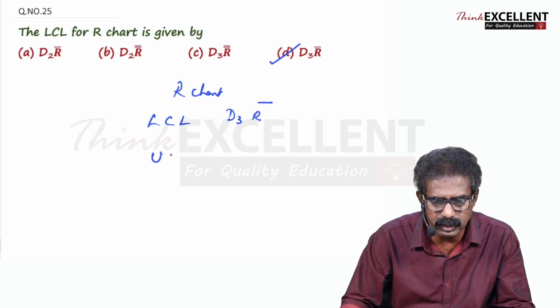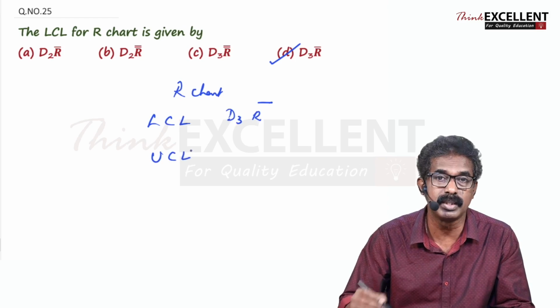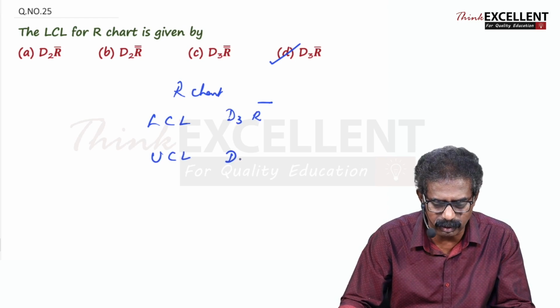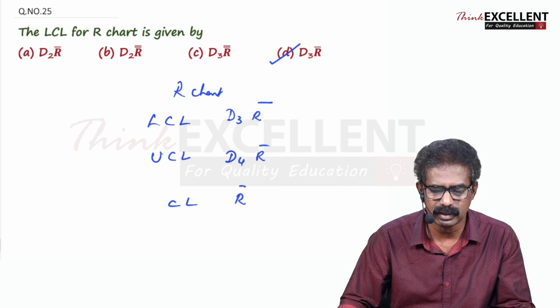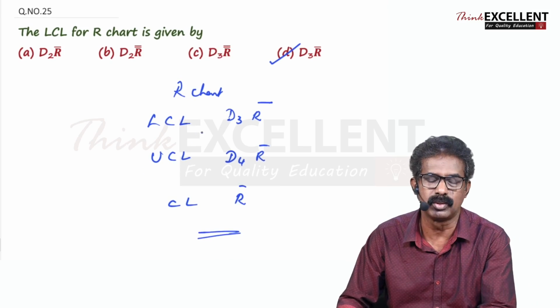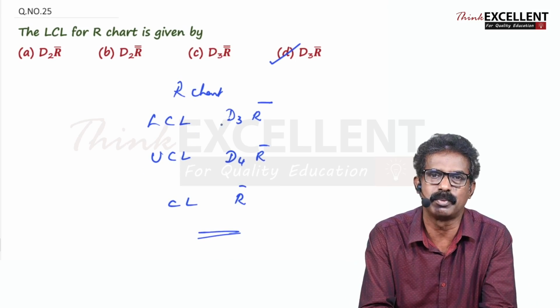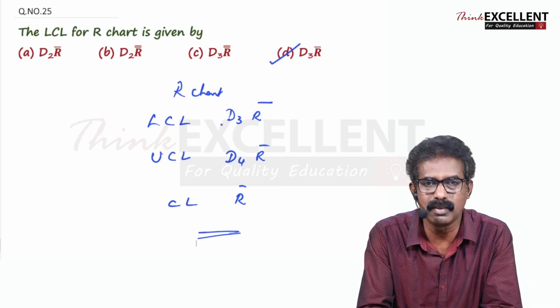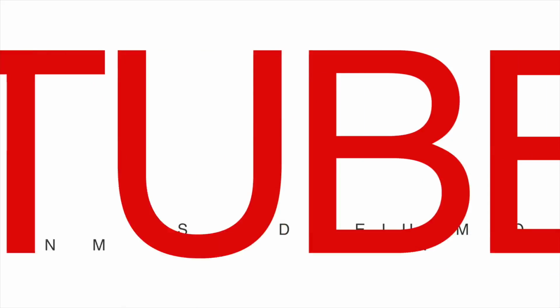Suppose they ask UCL, they can ask anything, so you write D4 R bar. Then if they ask CL, it is R bar. So remember all these things. So here the correct answer is D. More important, read the textbook thoroughly, then you can answer any question. We'll continue in the next video.